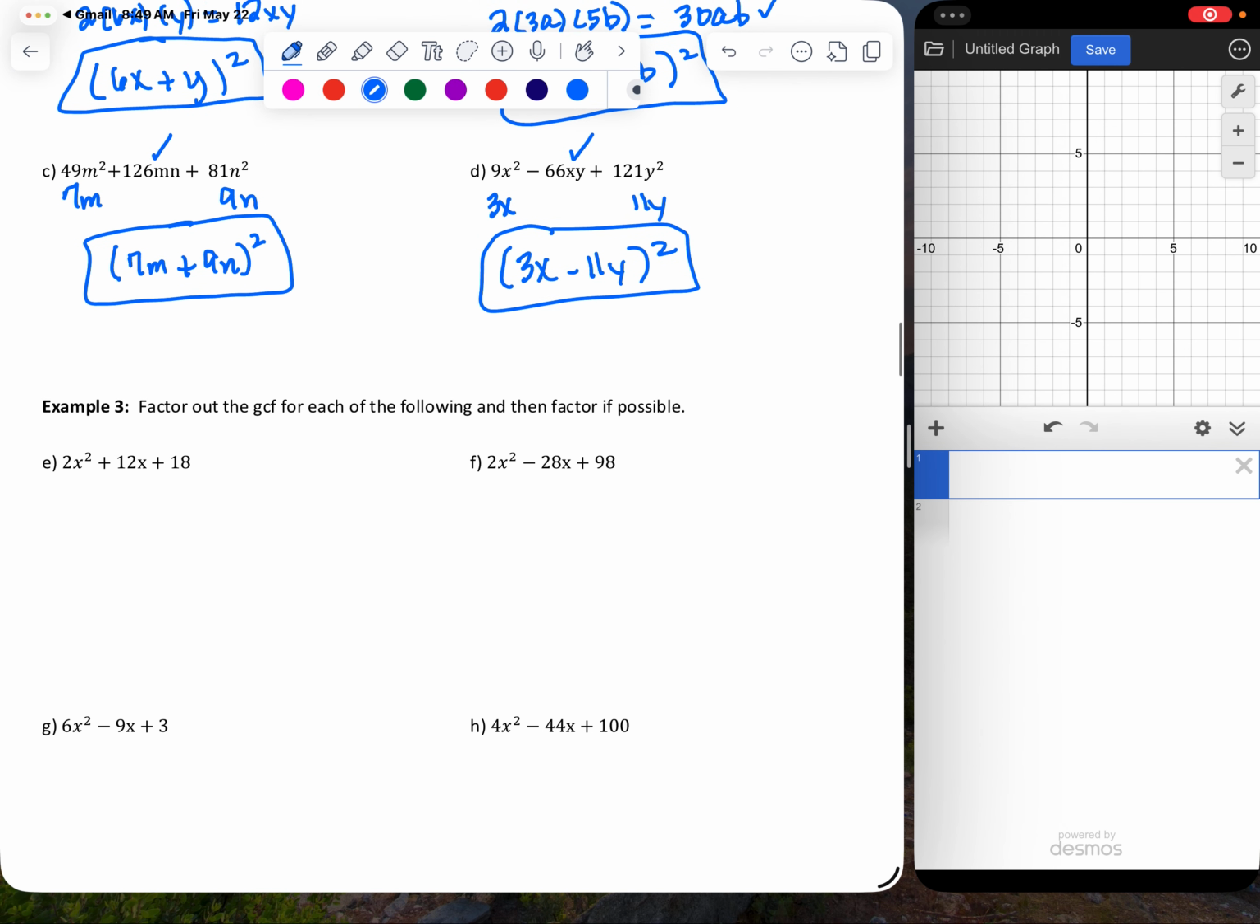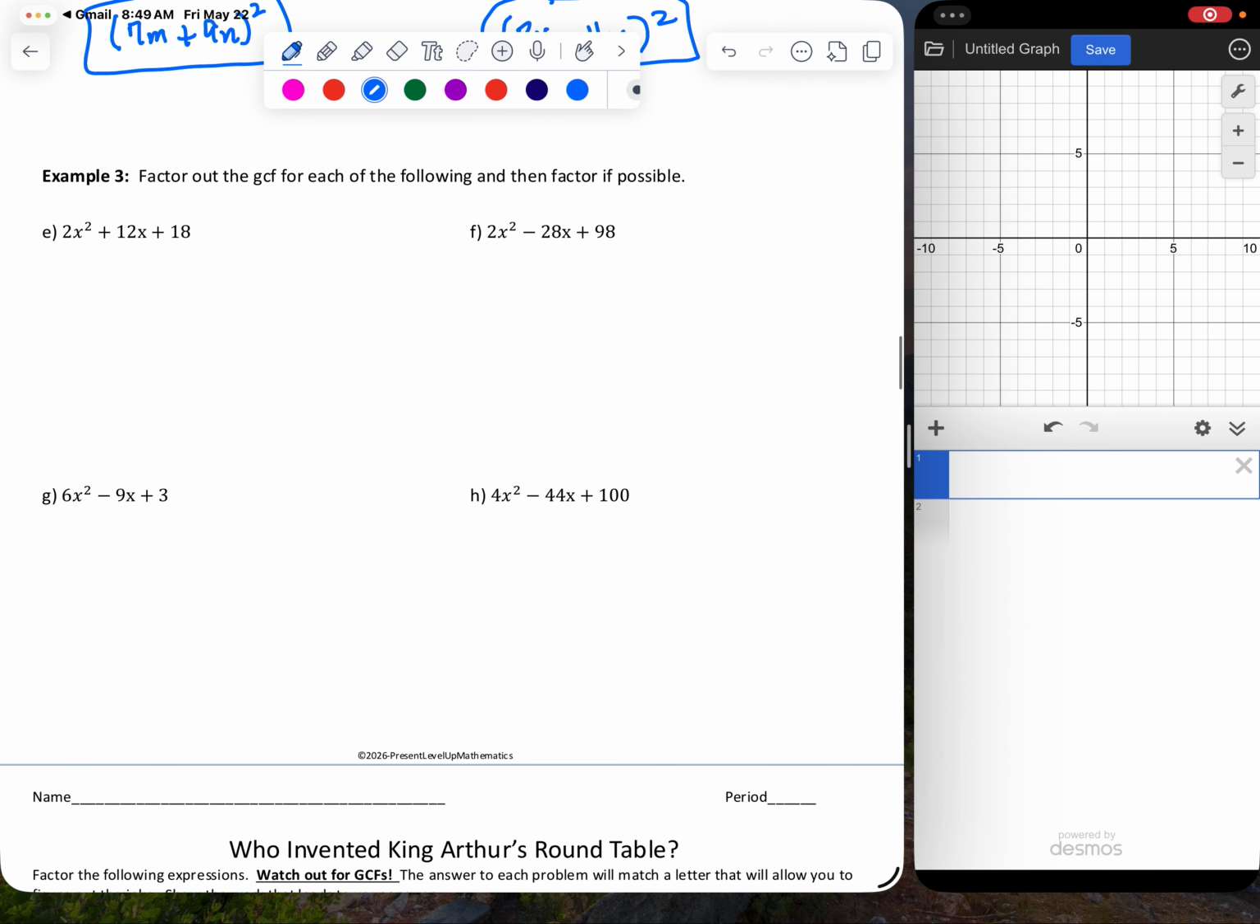All right, last example, example 3. Sometimes you're going to have trinomials that when you first look at them, they do not look like perfect square trinomials. For example, in problem E, we have 2x squared plus 12x plus 18. And you may look at that 2x squared and say, oh, that's not a perfect square. But what if they have a common factor that can be factored out? So I notice that we have a common factor in this problem of 2. Watch what happens when I divide each term by 2. 2x squared divided by 2 gives me x squared. 12x divided by 2 gives me 6x. And 18 divided by 2 gives me 9.